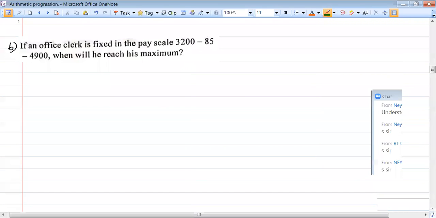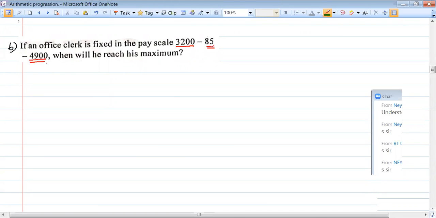So if an office clerk is fixed in the pay scale 3,200, 85, 4,900, when will he reach his maximum? So let me tell you what is the meaning of this. His first month salary is 3,200 and every year he will get 85 rupees increment, and at the end he will get only 4,900.